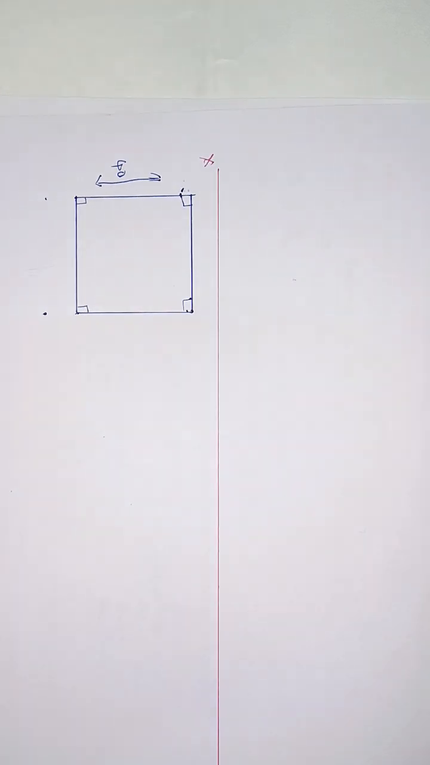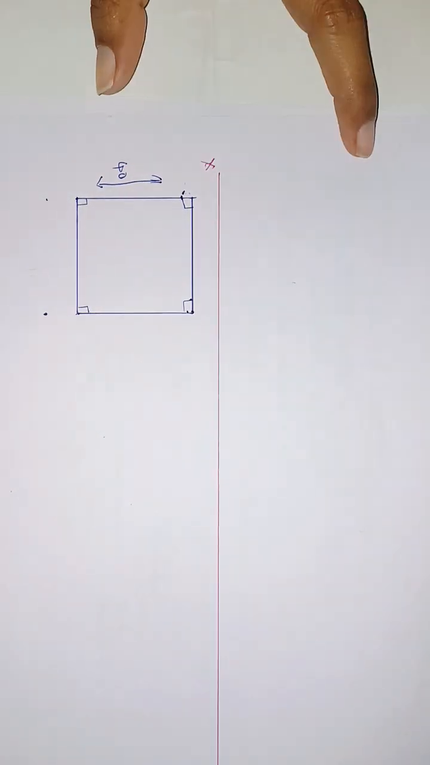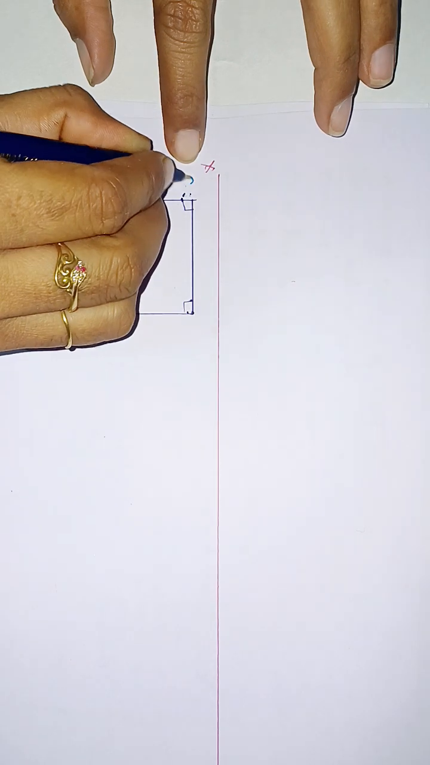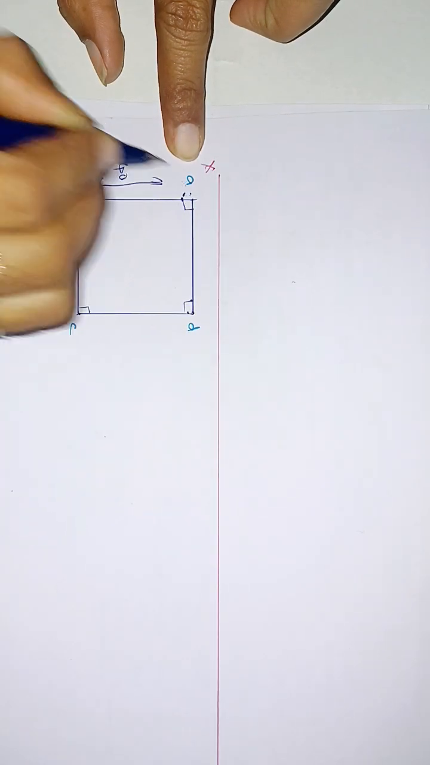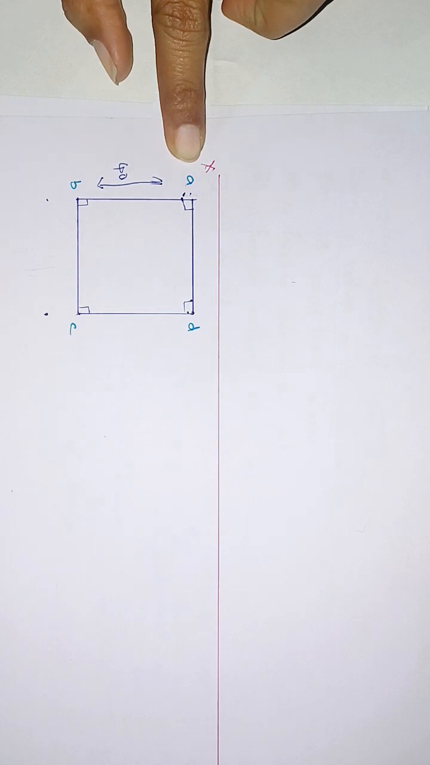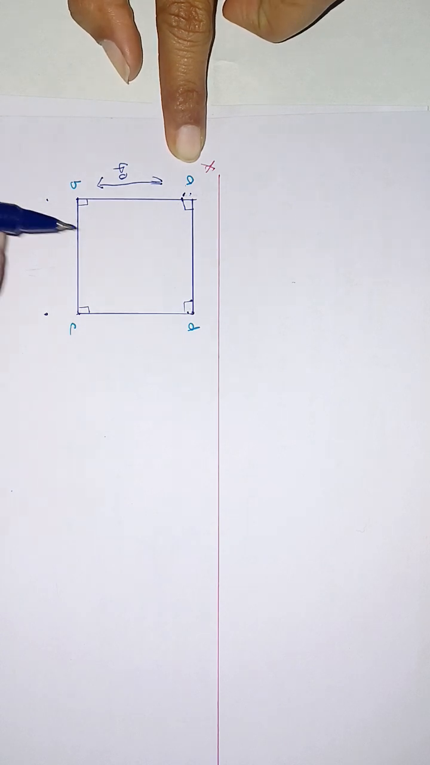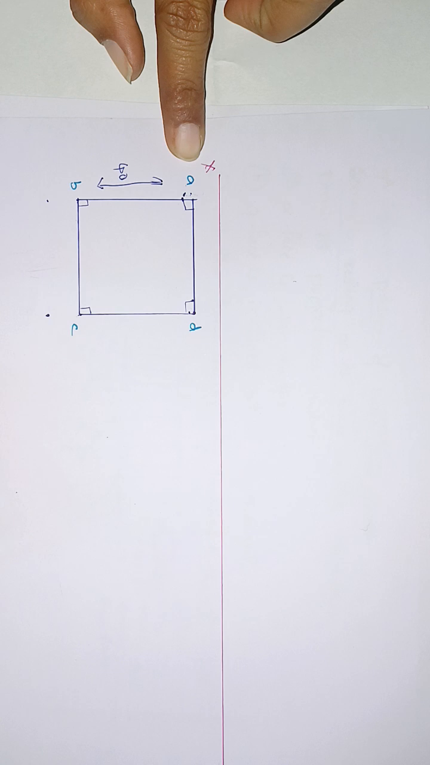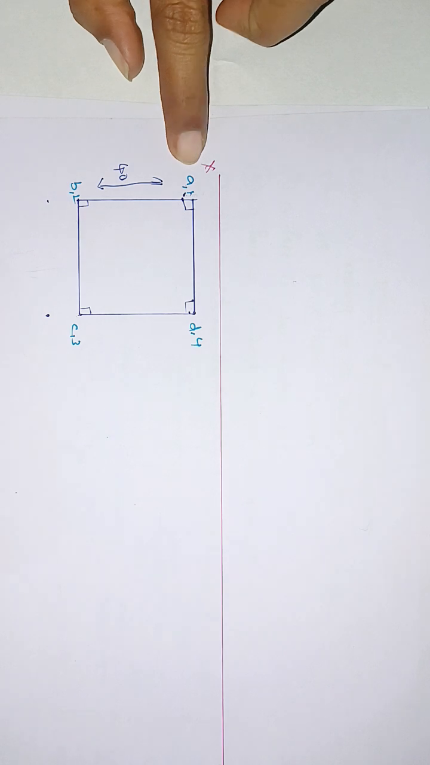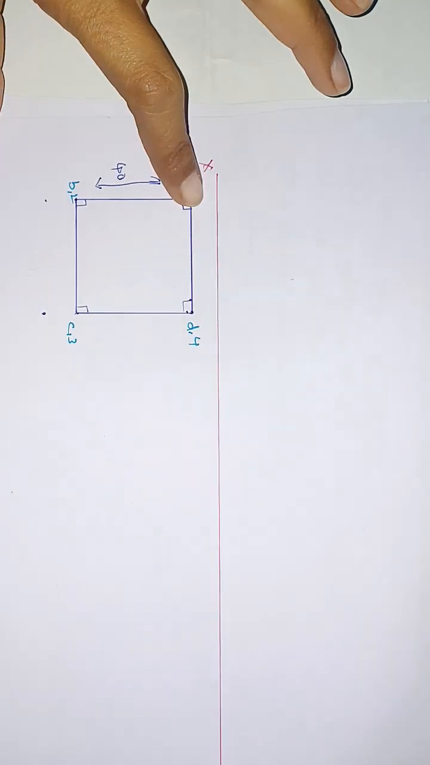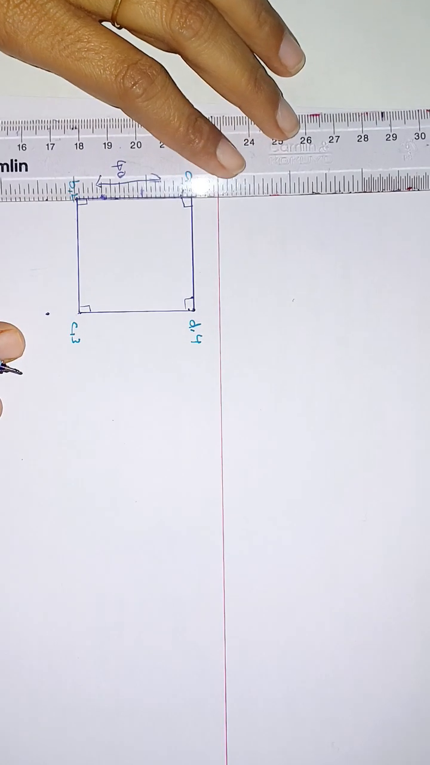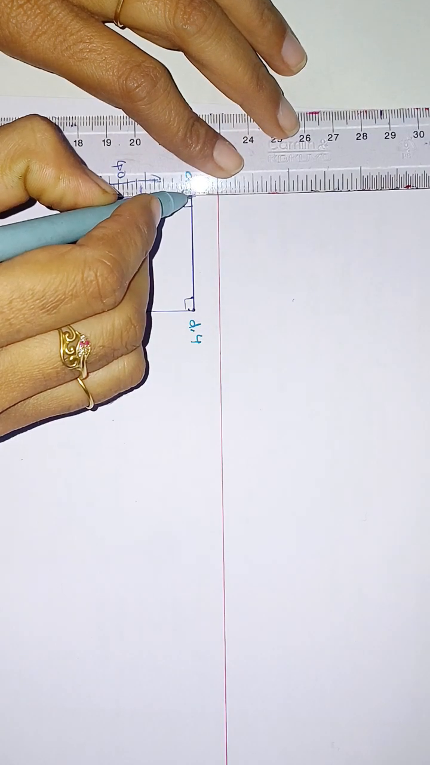And mention the names A, B and C and D. And this is the prism. So for the prism, two bases are there, so we have to mention one more set of points: A comma 1, B comma 2, C comma 3 and D comma 4. Then similarly, how to project the surface up to the reference line.